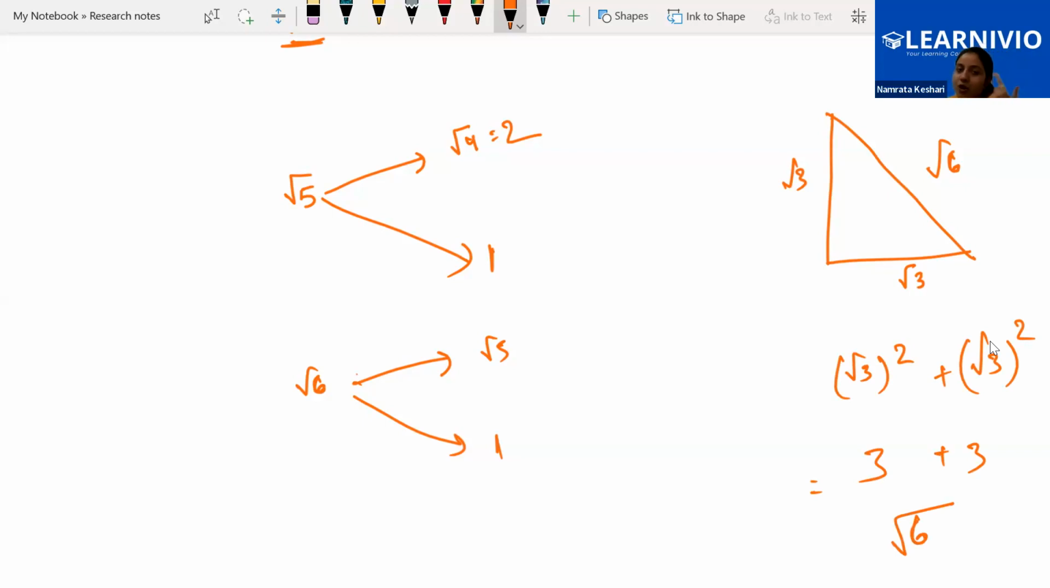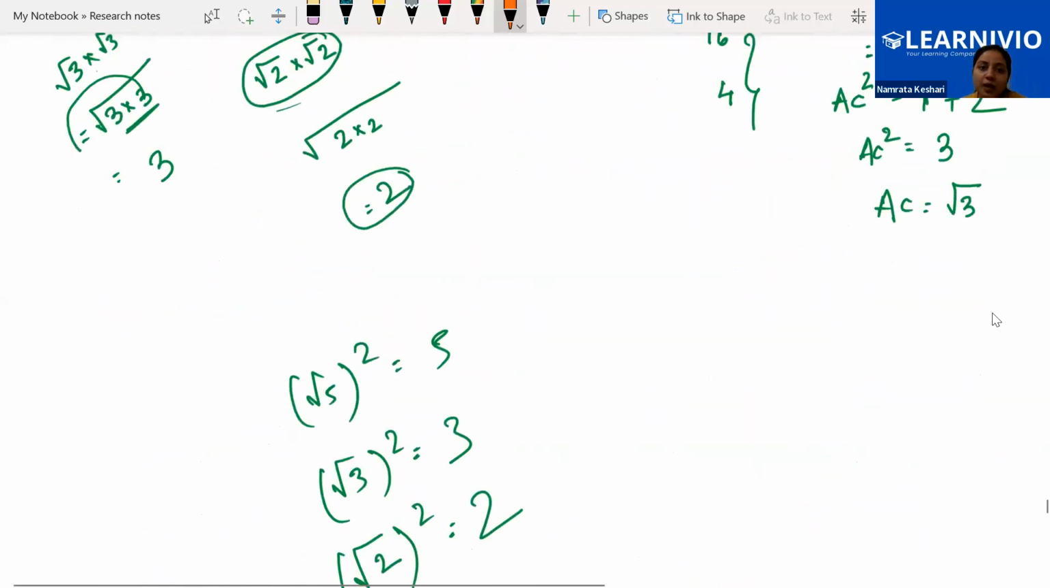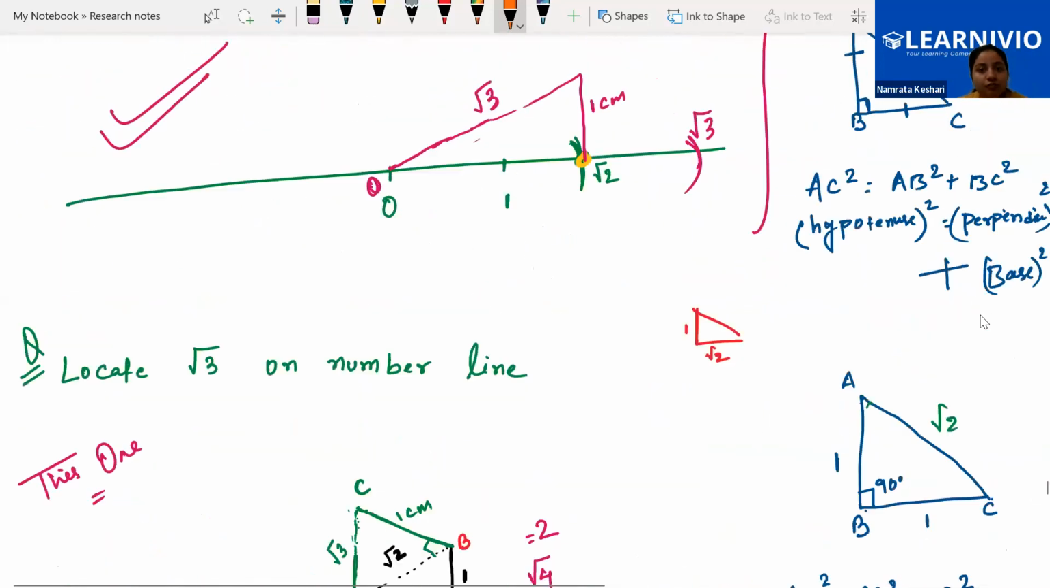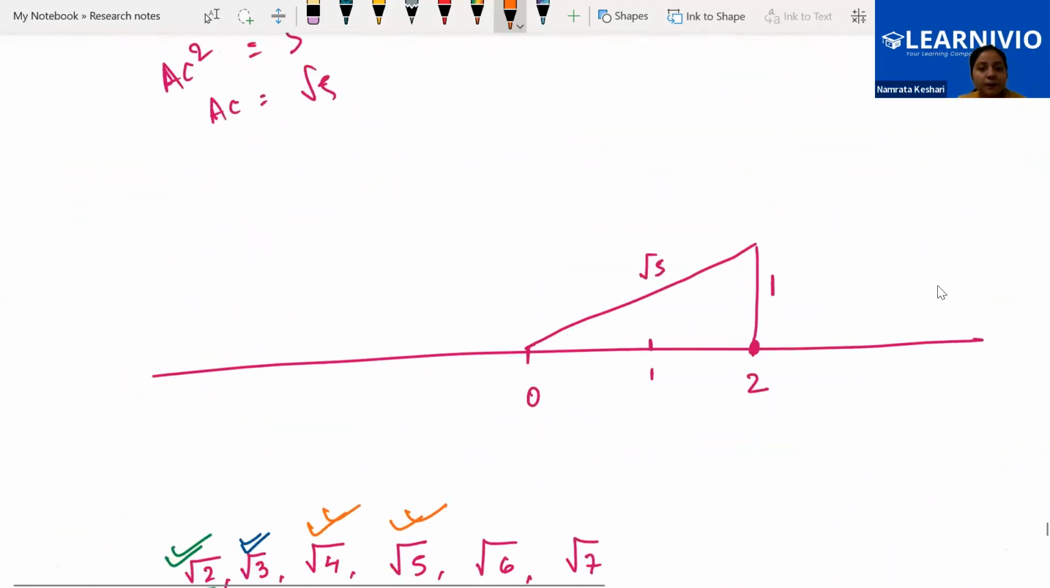So can you see now, you are getting how to plot this type of irrational number, how to locate it on the number line. If you have understood the Pythagoras theorem, if you have understood the fundamental, then you will be able to do it by yourself.